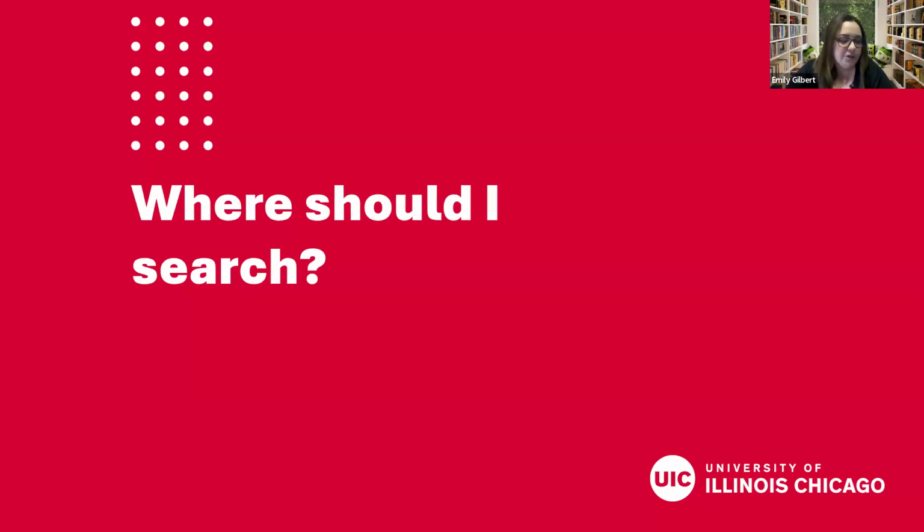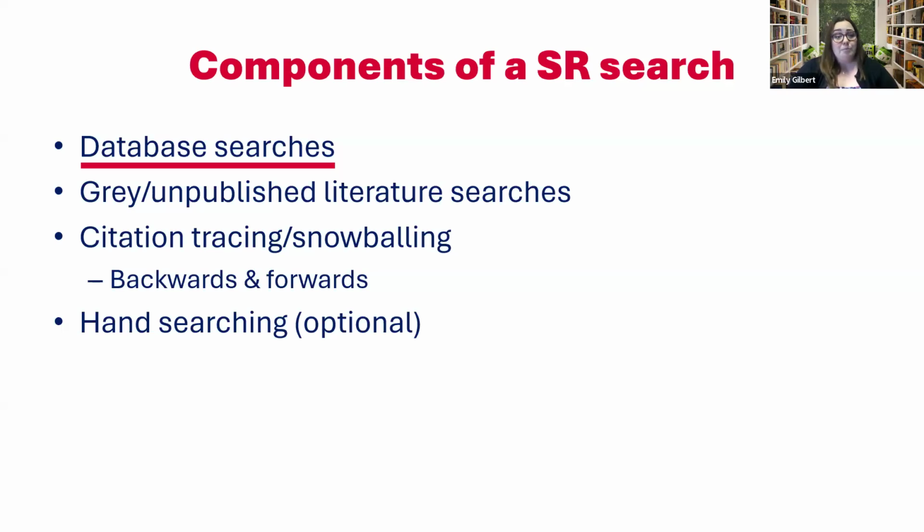Okay, so where should I search? Well, there are many prongs of an approach to a systematic review search. Most of the resources you find are probably going to be coming from database searches. There's also gray literature that needs to be considered. That's usually toward the end of a review as a supplemental search.